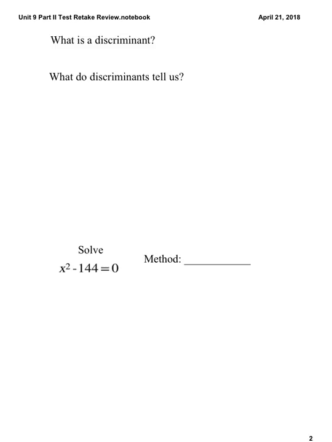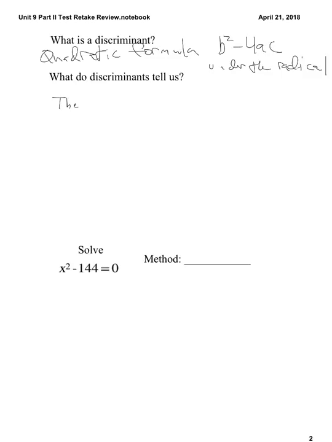Alright, what is the discriminant? Well, the discriminant is the part of the quadratic formula, and it is the b squared minus 4ac component from the quadratic formula. This is also what goes under the radical. And what does it tell us? Well, it tells us a couple things, but one of the most important things it tells us is the number of real solutions, or the number of solutions in general.